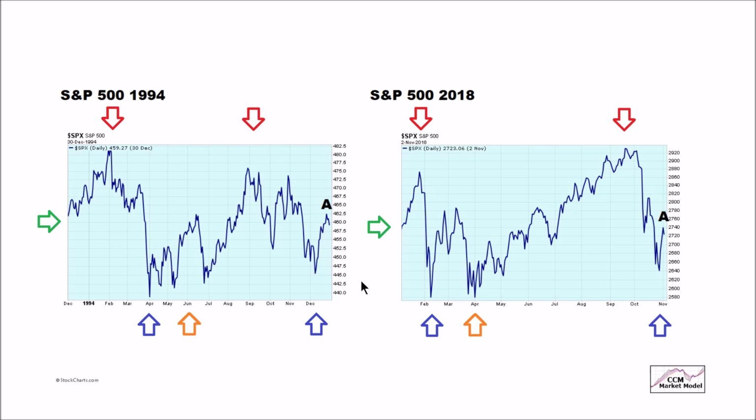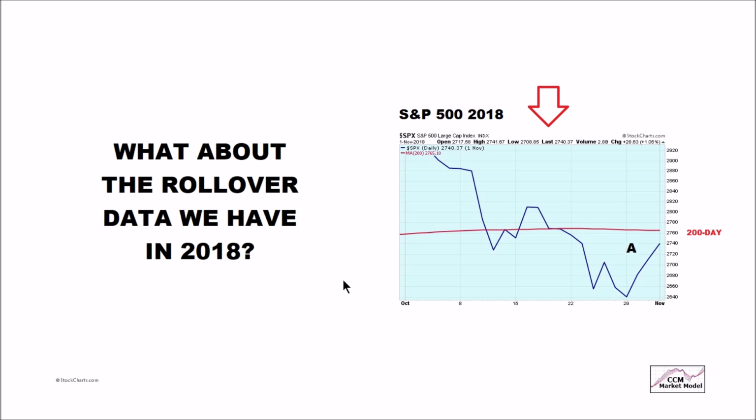If you're sitting there watching this video at home, a fair question might be, what about all of the rollover data that we have in 2018? For example, S&P 500 chart dated November 1st, 2018. Price comes down through a flattish and indecisive 200-day moving average, drops below it, and the 200-day moving average rolls over. There's really no way to spin this look here. This is morphing into a concerning look.